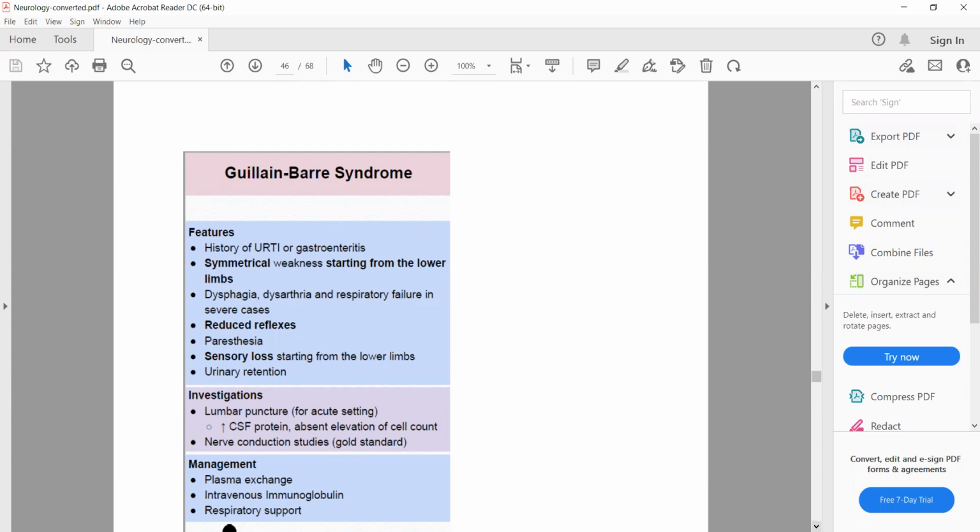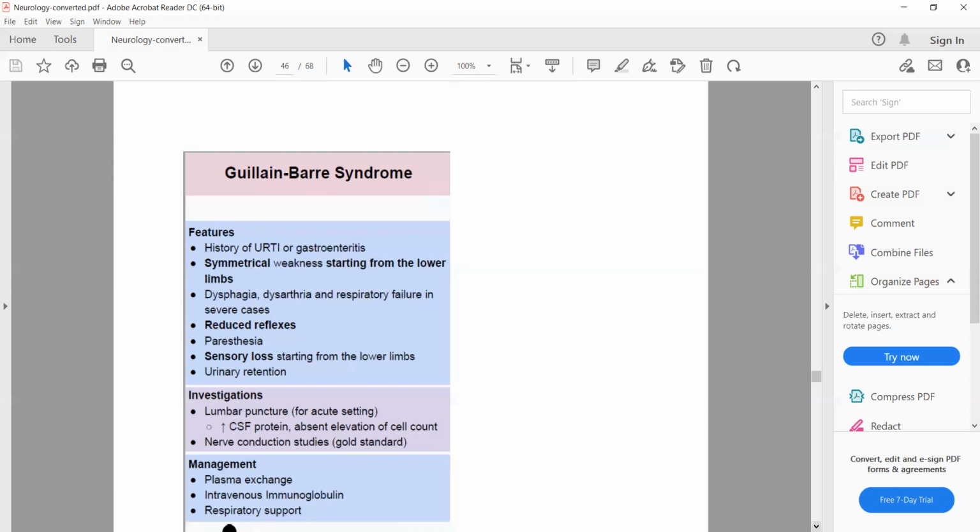So, if in the exam they ask you about the investigation of choice in the acute setting or during the attack, it will be lumbar puncture. And the gold standard investigation for the diagnosis of Guillain-Barre syndrome is nerve conduction studies. So nerve conduction study is the gold standard, and lumbar puncture is the initial investigation during an acute attack, which will show an increase in the CSF protein.